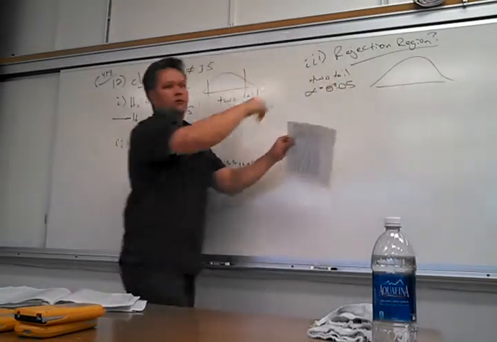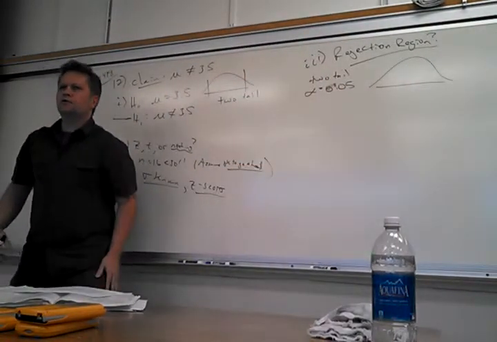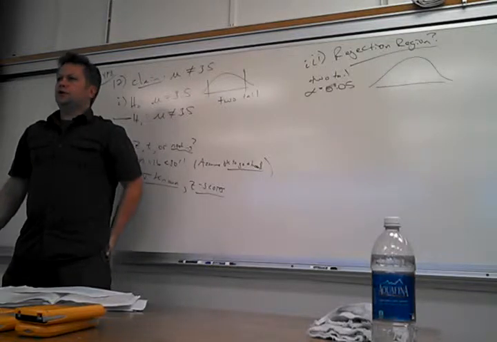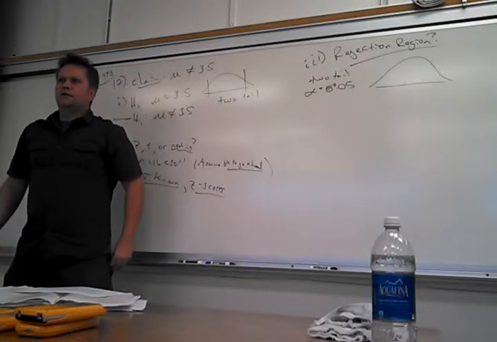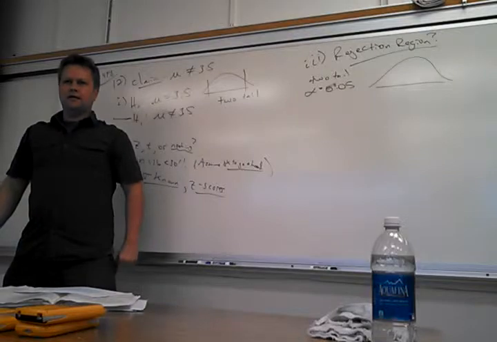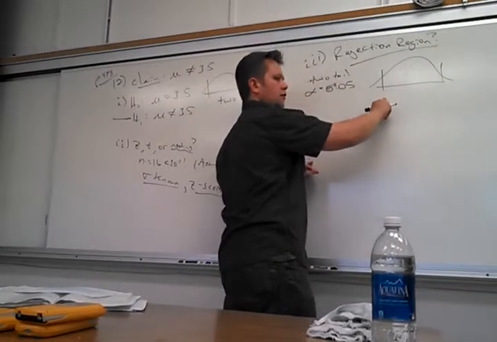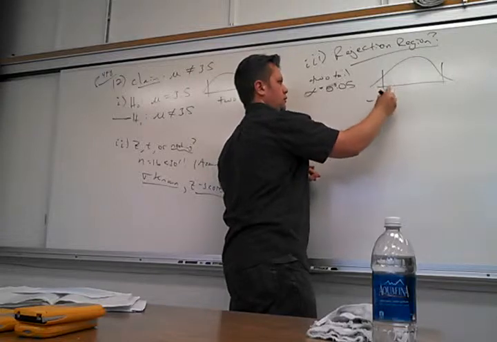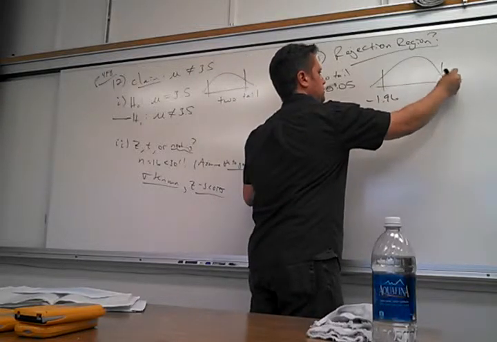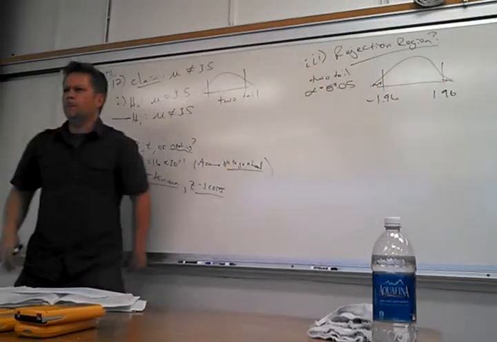So how am I going to really draw this thing? Where's 1.96? Or is that question kind of misleading? How many tail tests? 2. So what do I really have? Negative 1.96 and 1.96. Cool.